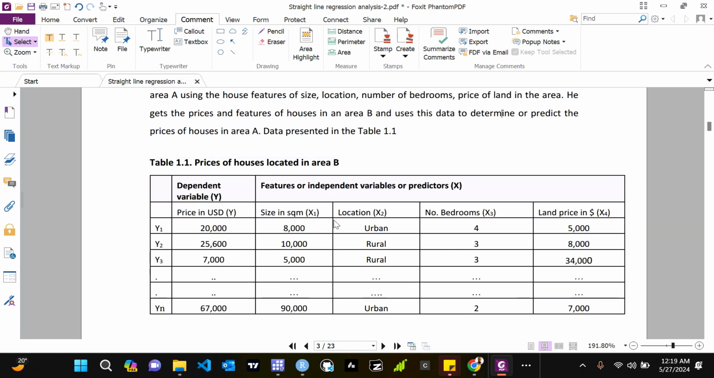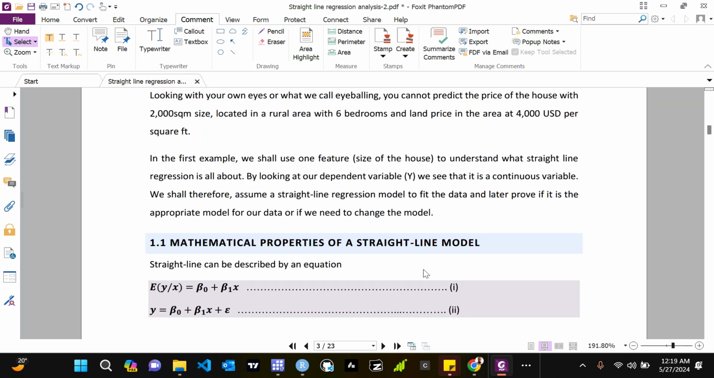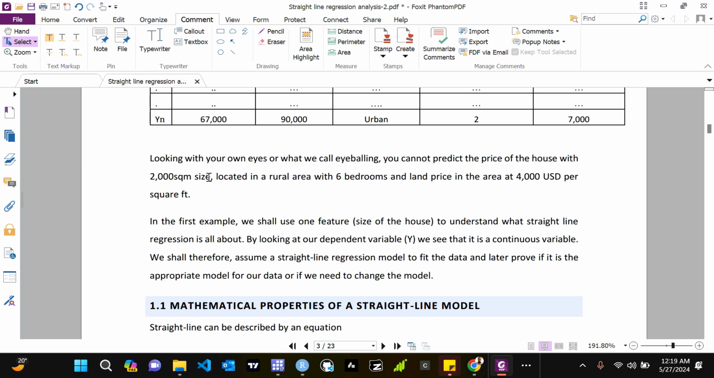So this is the data of the prices of houses in area B. He uses this data to predict what would be the price of a house located in a rural area with 5 bedrooms and land this size. Looking with your own eyes, what we call eyeballing, you can't really predict the price of a house, for example, with a 2,000 square meter size located in a rural area with 6 bedrooms and land. The price of land in the area is 4,000 USD per square feet.